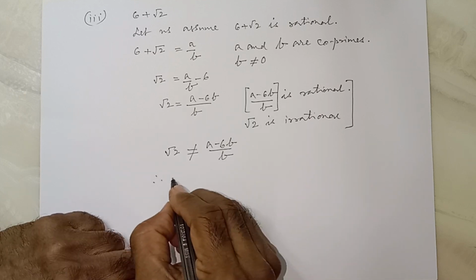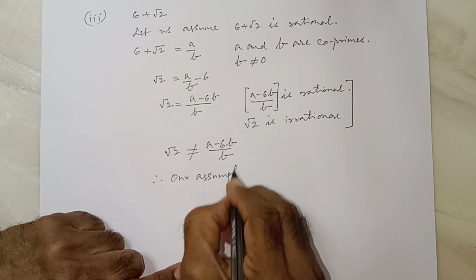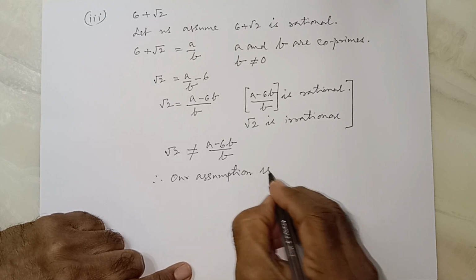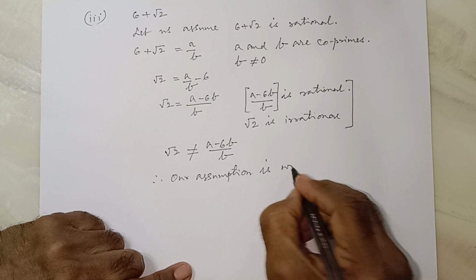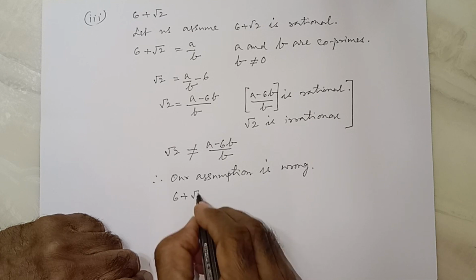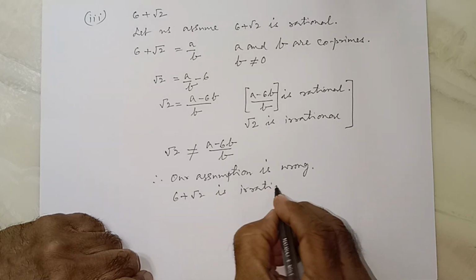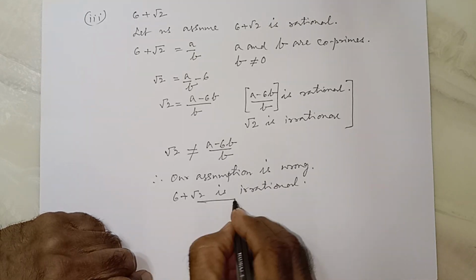Therefore, now we say our assumption is wrong. Therefore, 6 plus root 2 is irrational. This is our answer.